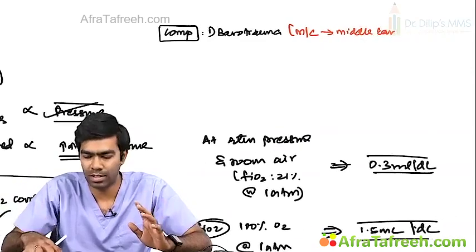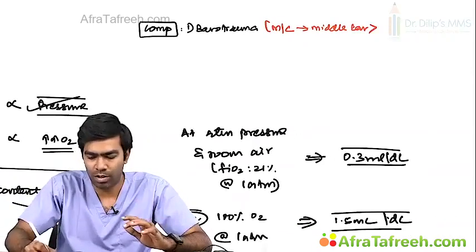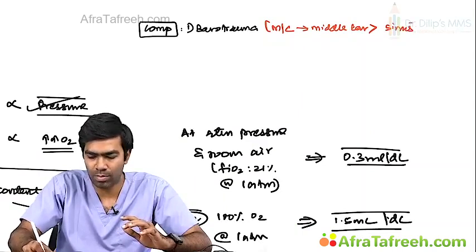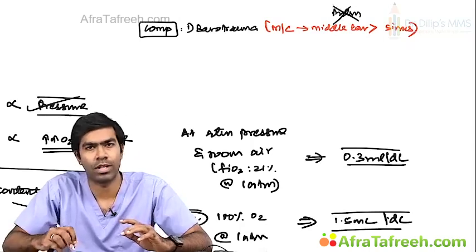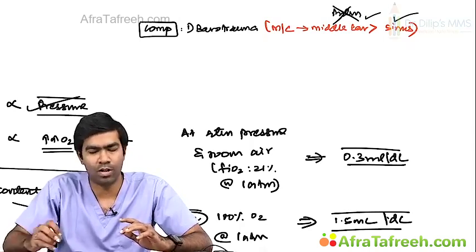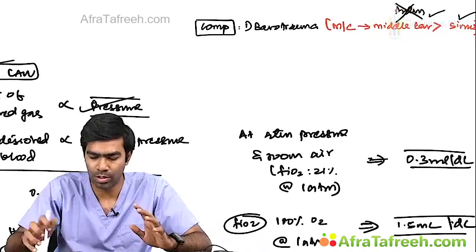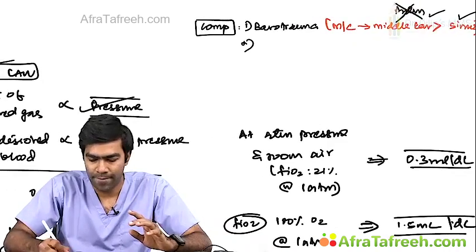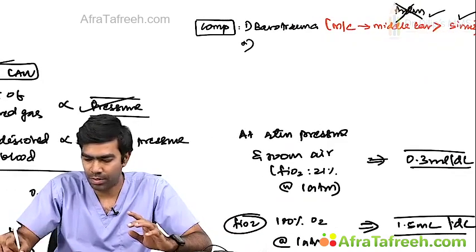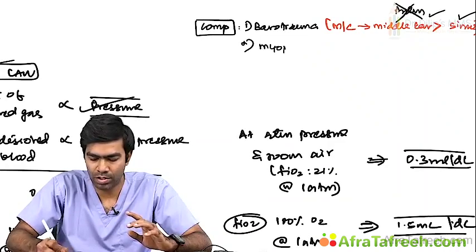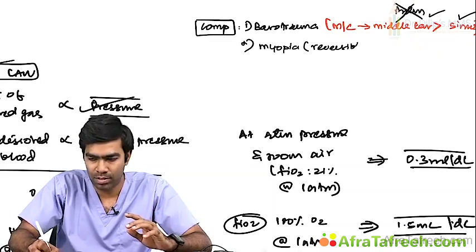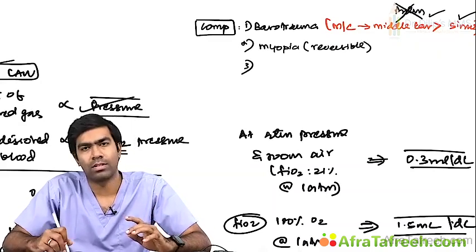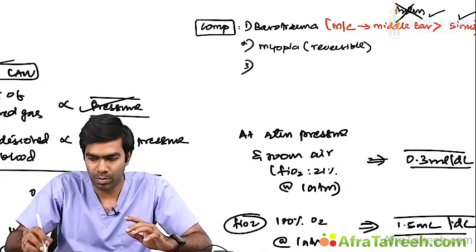Repeated therapies may result in middle ear barotrauma, followed by second most common complication, sinus barotrauma. But remember, pulmonary barotrauma causing pneumothorax is very, very rare. You don't get it. But first is middle ear barotrauma, second is sinus barotrauma. These are the two most common complications. Number 2, it can cause myopia because of oxygen toxicity, but reversible. It's proven to be reversible. It's not irreversible. It's a reversible myopia for some time.